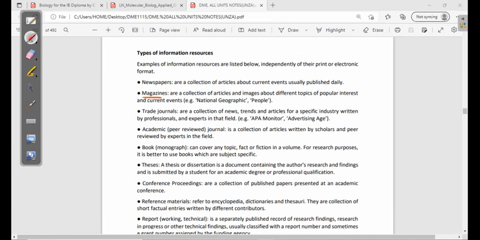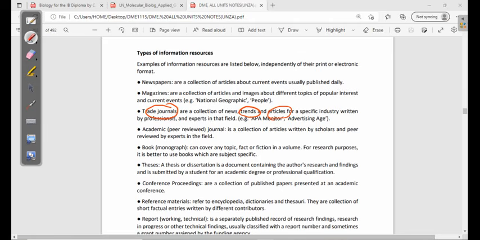Now, trade journals are simply a collection of news, trends, things which are trending, and articles for a specific industry written by professionals. So when you're talking about trade journals, these are written by professionals, experts, not just anyone who decides to write anything and get to post it.